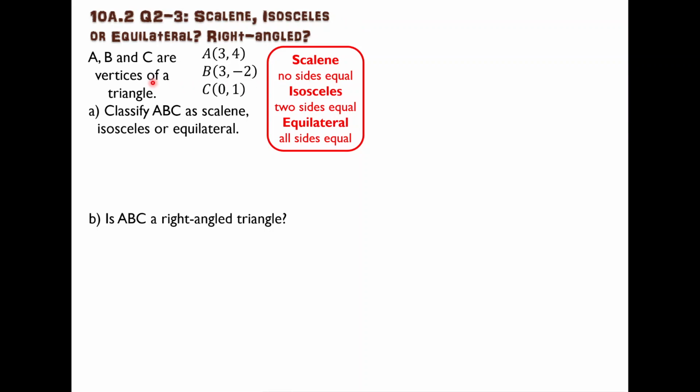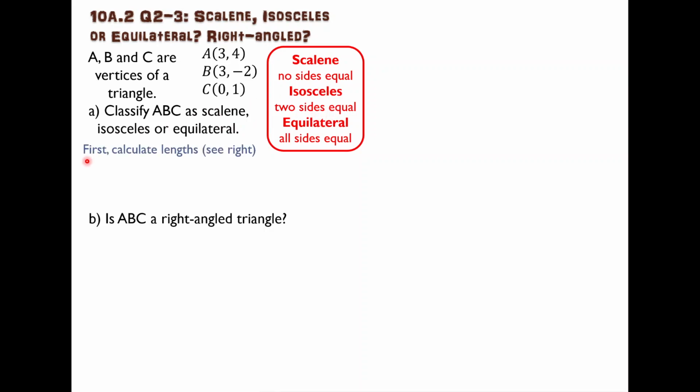So, the question here is about a triangle ABC. A, B, and C are the vertices of this triangle. They're the 3 points of the triangle. Point A is at (3, 4), and so on. Given these, we need to figure out what kind of triangle it is without even drawing it. But we can do that. We need to know the lengths of the sides so we can figure out how many sides are equal.